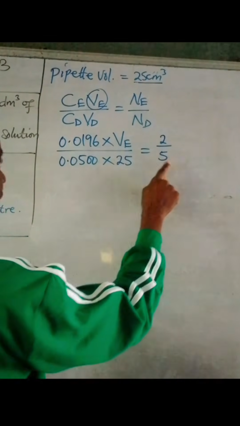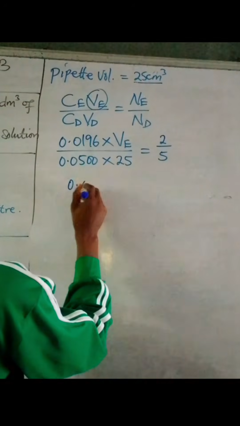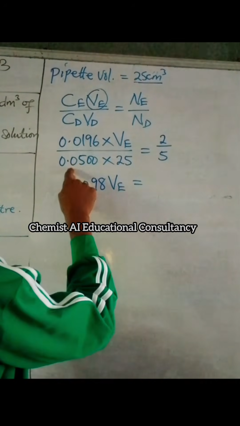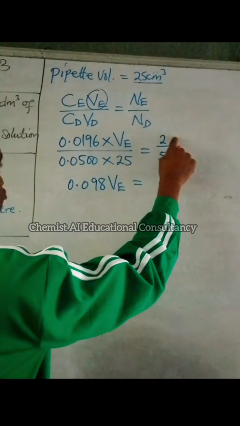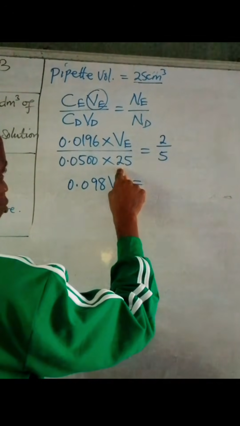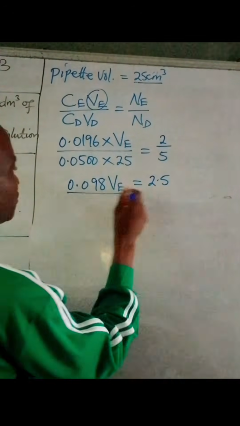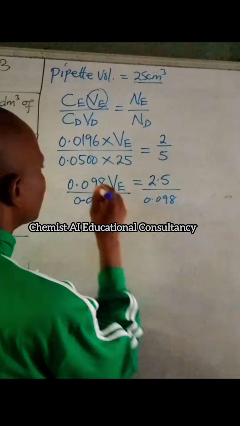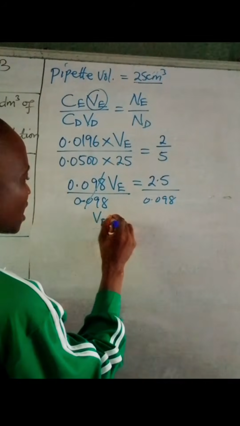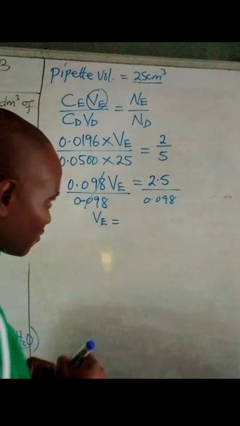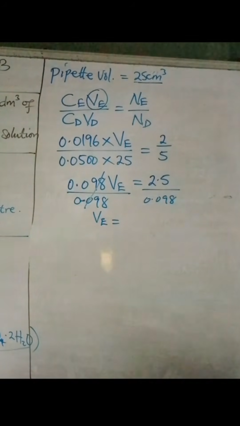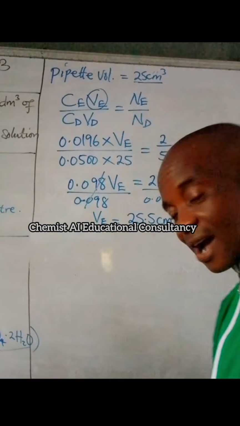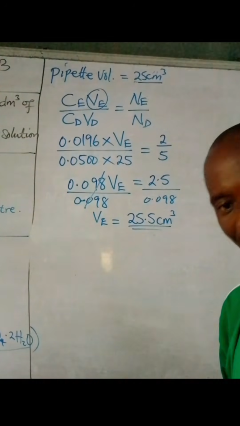0.0196 times Ve times 5 will give you 0.098 Ve equals 0.05 times 2 will give you 0.1. 0.1 times 25 will give you 2.5. If you divide both sides by 0.098, you are going to get Ve, average titer, as 2.5 divided by 0.098, and that is 25.5 cm³. So this is the average titer in your titration.